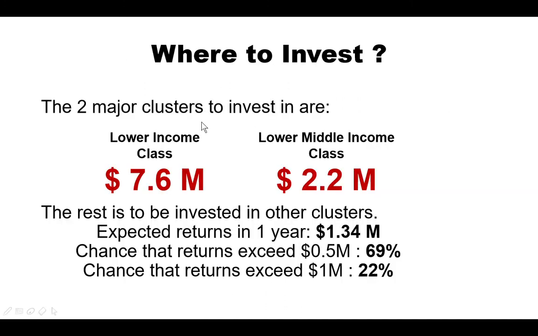And the model told us to invest in the lower income class and lower middle income class, $7.6 million and $2.2 million respectively. This can be because these have the highest interest rate, so our model found them more favorable. And the chance that our return will exceed 0.5 million is 69%, and the chance that it will exceed 1 million was 22%. So we had high chances of making a good profit.